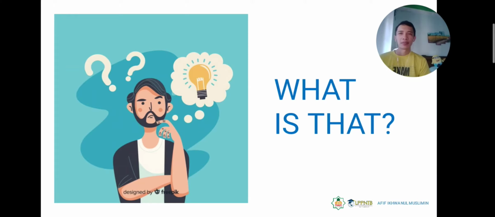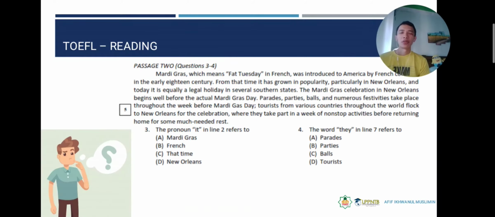Have you ever heard about the definitions of pronoun, or what is that? Now take a look at this one. When you go to the TOEFL reading test, you will find some examples of questions like "the pronoun it in line 2 refers to" or "the word they in line 7 refers to." So it means that you should decide the meaning of it and they in a text when you already know the exact use of those things.